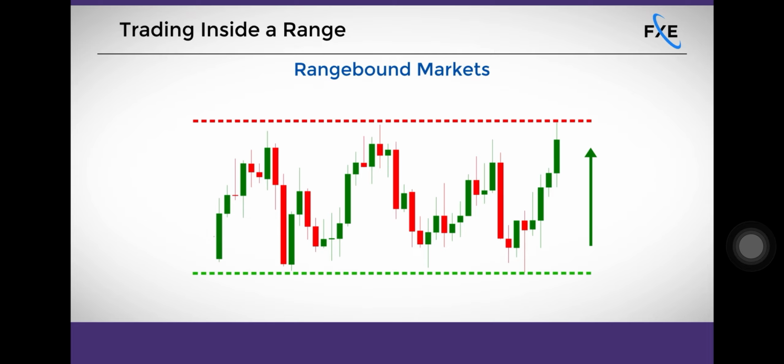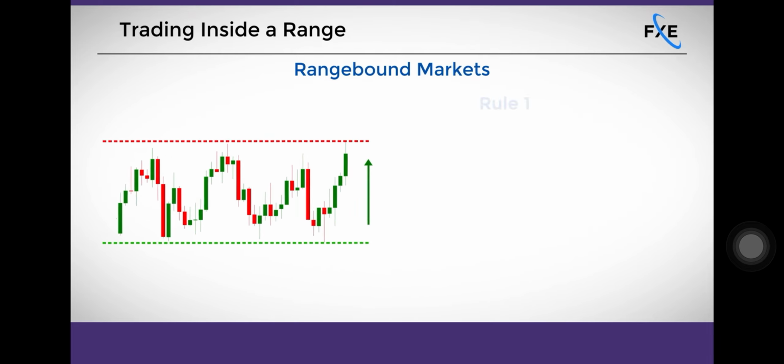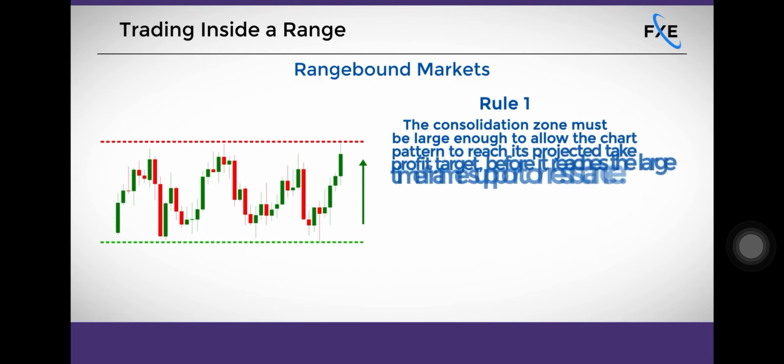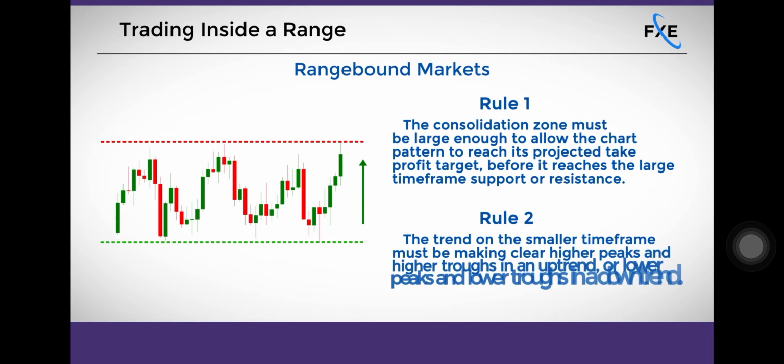There are two important rules that you must follow when attempting to trade a reversal chart pattern inside a large consolidation zone. Firstly, the consolidation zone must be large enough to allow the chart pattern to reach its projected take profit target before it reaches the large time frame support or resistance. And secondly, the trend on the smaller time frame must be making clear higher peaks and higher troughs in an uptrend, or lower peaks and lower troughs in a downtrend.